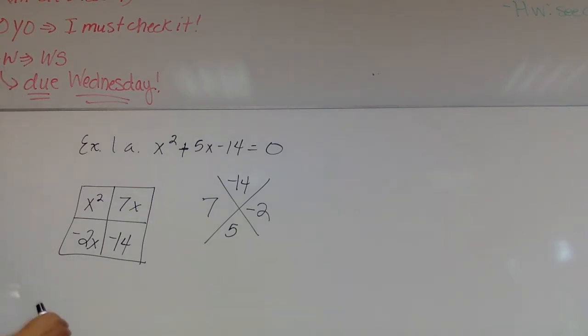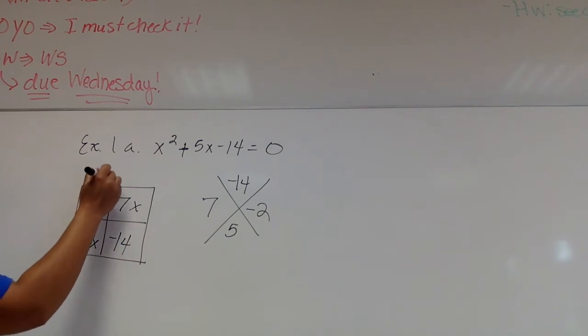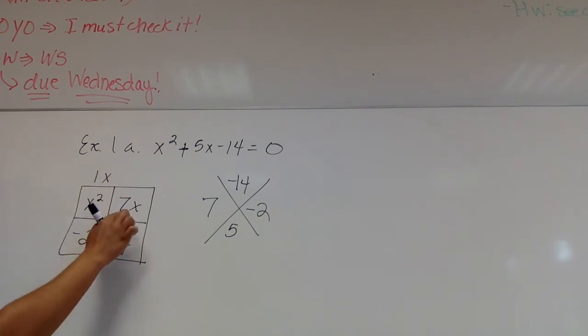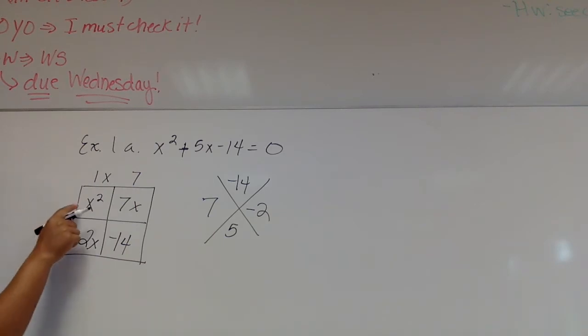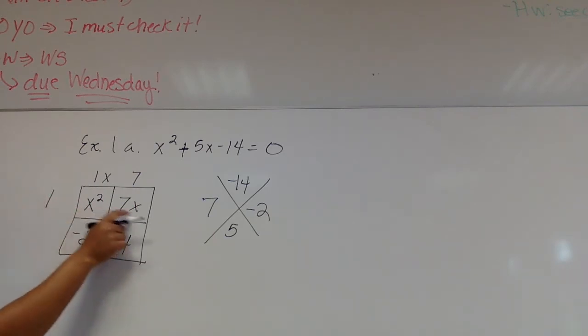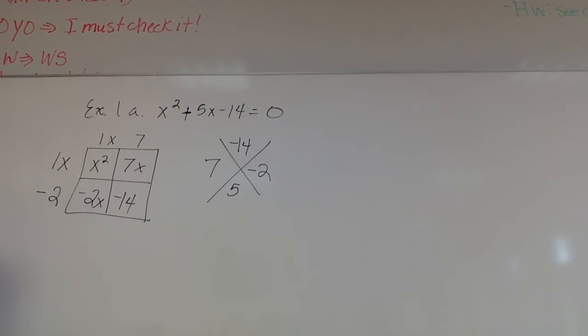So my GCF of 1 and negative 2 is just 1. Between the x is just x. My GCF between 7 and 14 is 7. My GCF between 1 and 7 is 1. Between the x's is x. My GCF between the 2 and the 14 is 2. But because that's a negative 2, I got to make my GCF a negative 2. All right? So now we factored it.